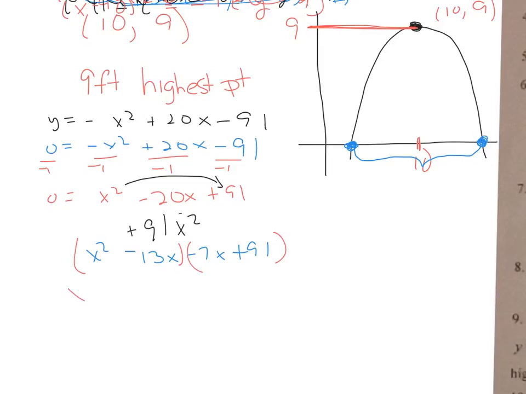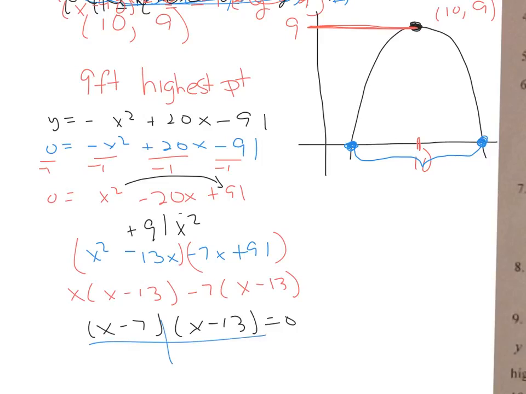All right, so the GCF is x times x minus 13. GCF is negative 7 times x minus 13. So my factors are x minus 7 and x minus 13, and that equals 0. I make my t-chart. Set them equal to 0. I get x is equal to positive 7 and x is equal to positive 13. So those are my roots.